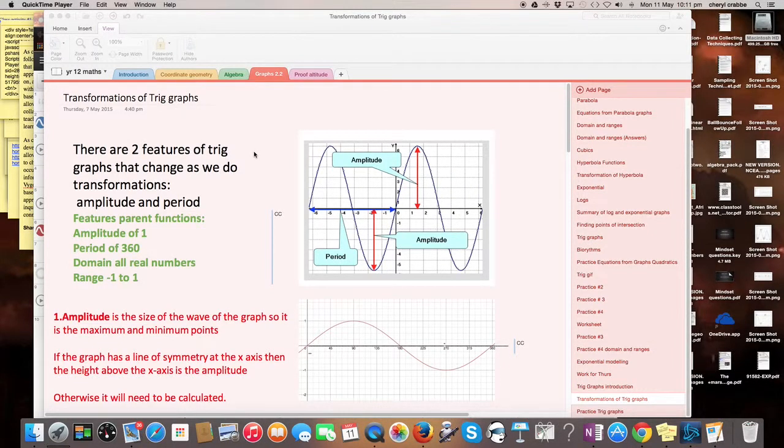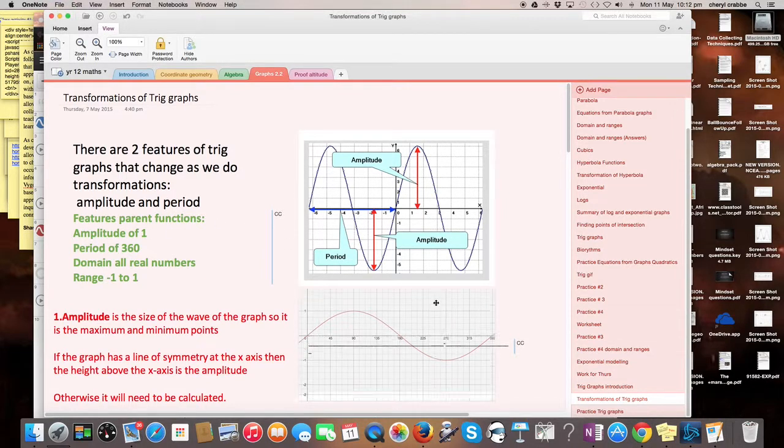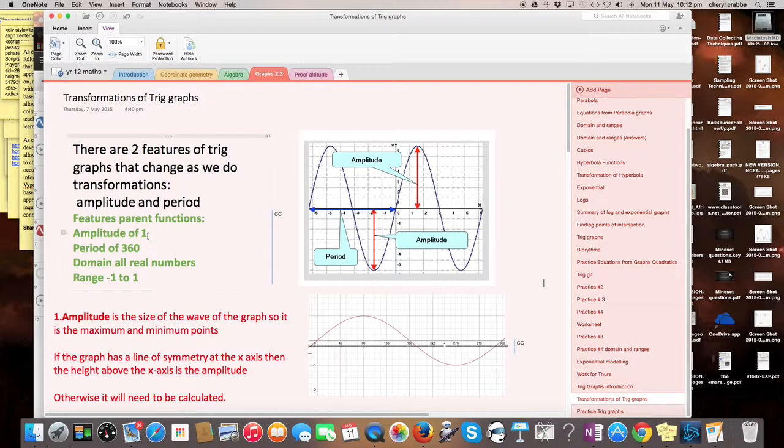Okay, we're going to talk about transformations of trig graphs. You've got this one note. The main features of a trig graph are that we have an amplitude, and when we're dealing with a parent function, like this graph here, the amplitude is 1. An amplitude is the height of the wave, the strength of the wave. In a parent function of a sine or cosine graph, the amplitude is 1.